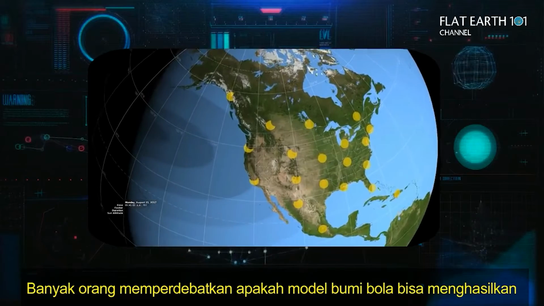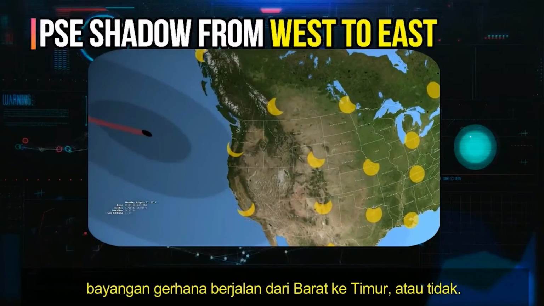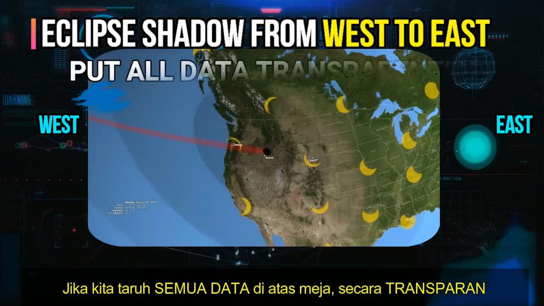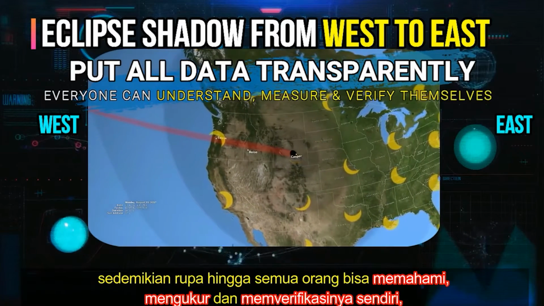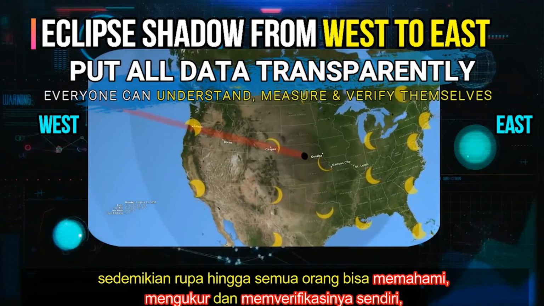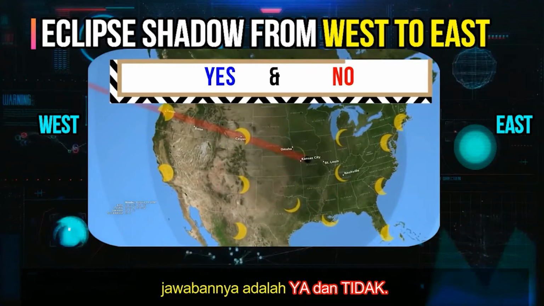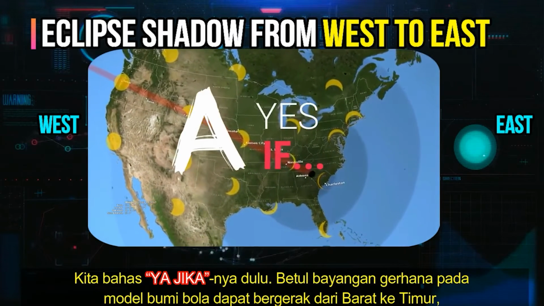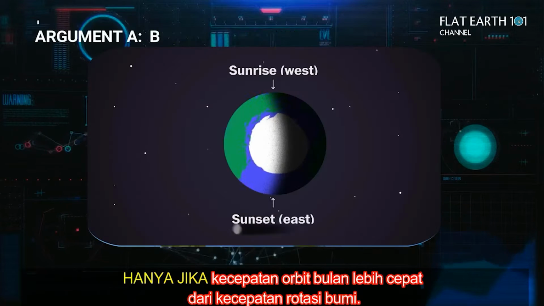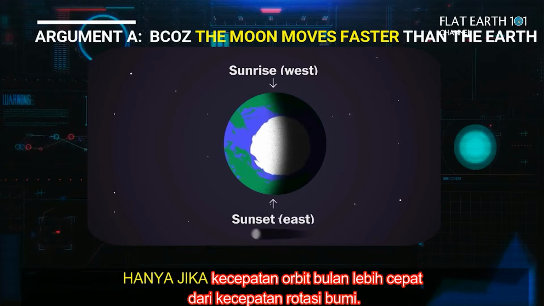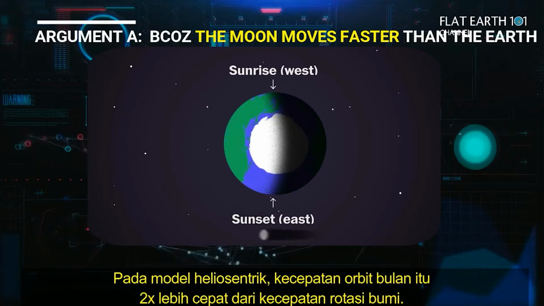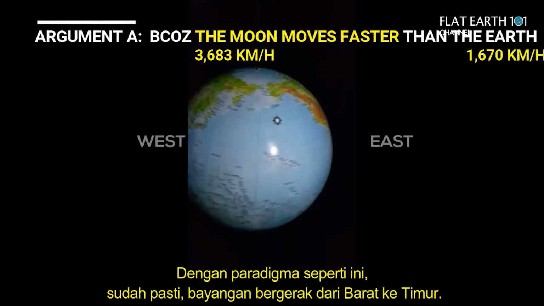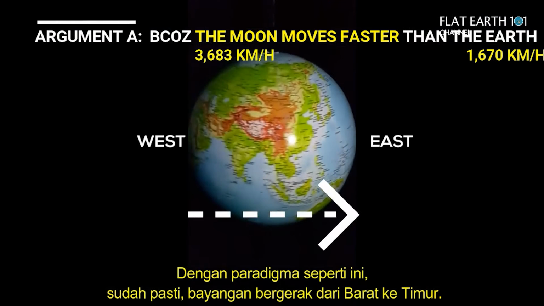Many people argue whether the globe model can make the eclipse shadow move from west to east or not. Let's make it clear once and for all. If we put all the data on the table transparently, in a way that everyone can understand, measure, and verify themselves, the answer is yes and no. Yes if, and but no. Now the yes if first. Yes, the eclipse shadow on the globe model can move from west to east only if the Moon's orbital speed is faster than Earth's rotation speed. In the heliocentric model, the Moon's orbital speed is twice as fast as the Earth's rotation speed. With this paradigm, for sure, the shadow will move from west to east.